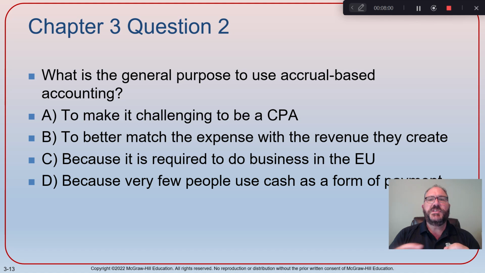All right, question number two for chapter 3. Make sure you write it down for your quiz. What is the general purpose? Why do we use accrual-based accounting? Okay, so hopefully you've got that hint here, and obviously you could have read about it in the book. There's a reason we do this.